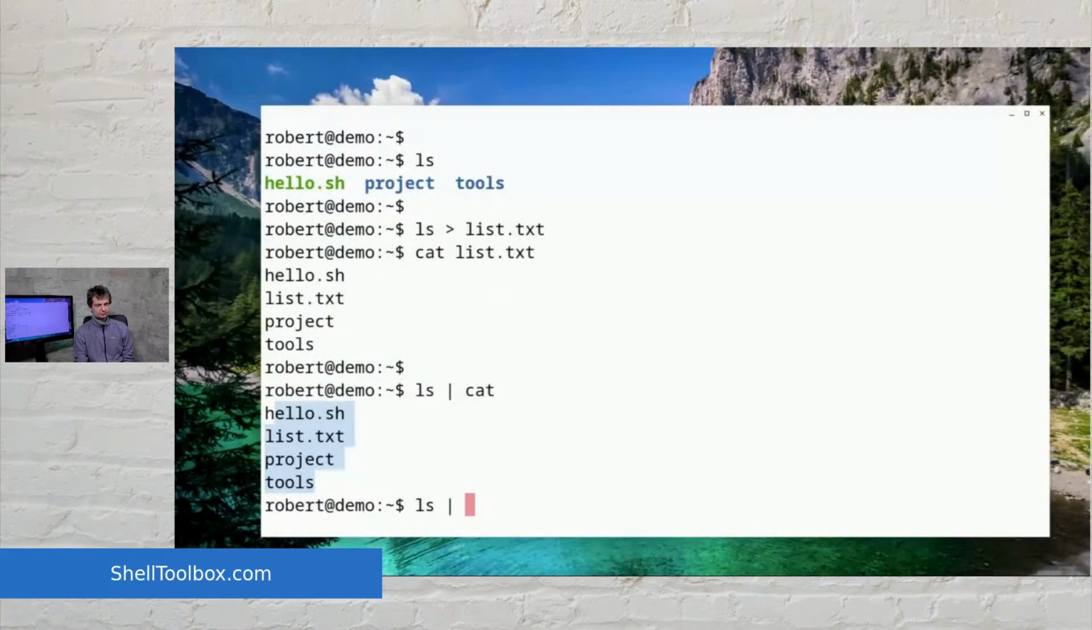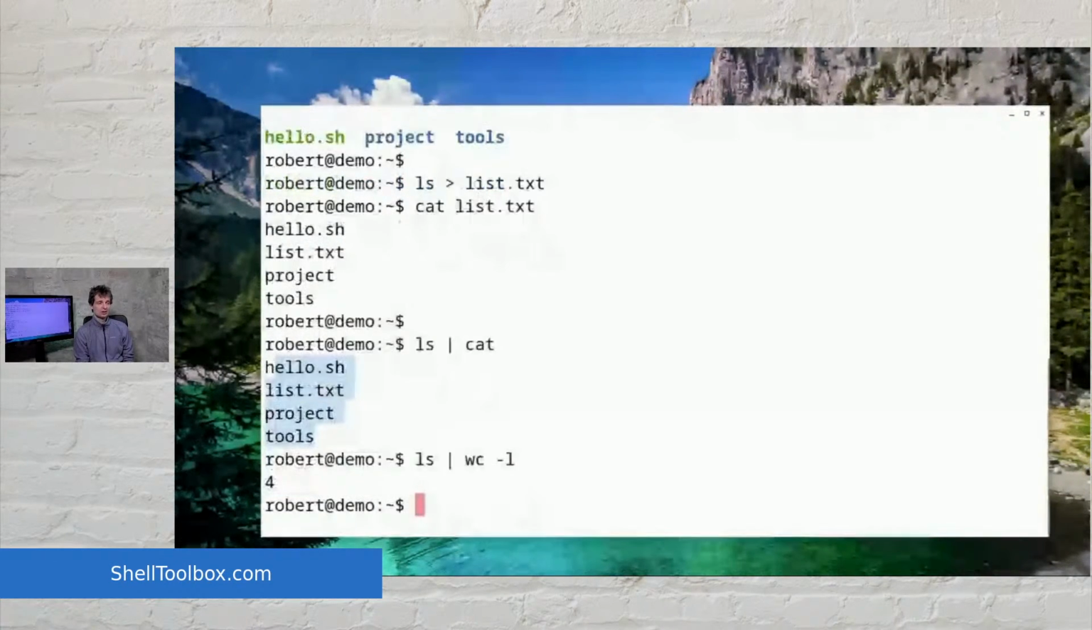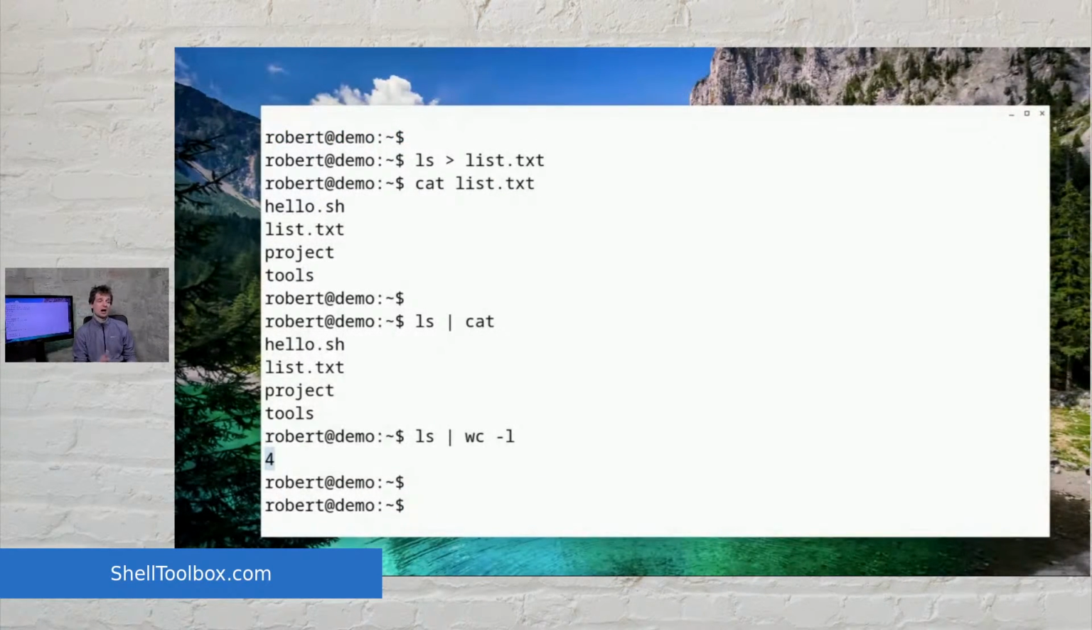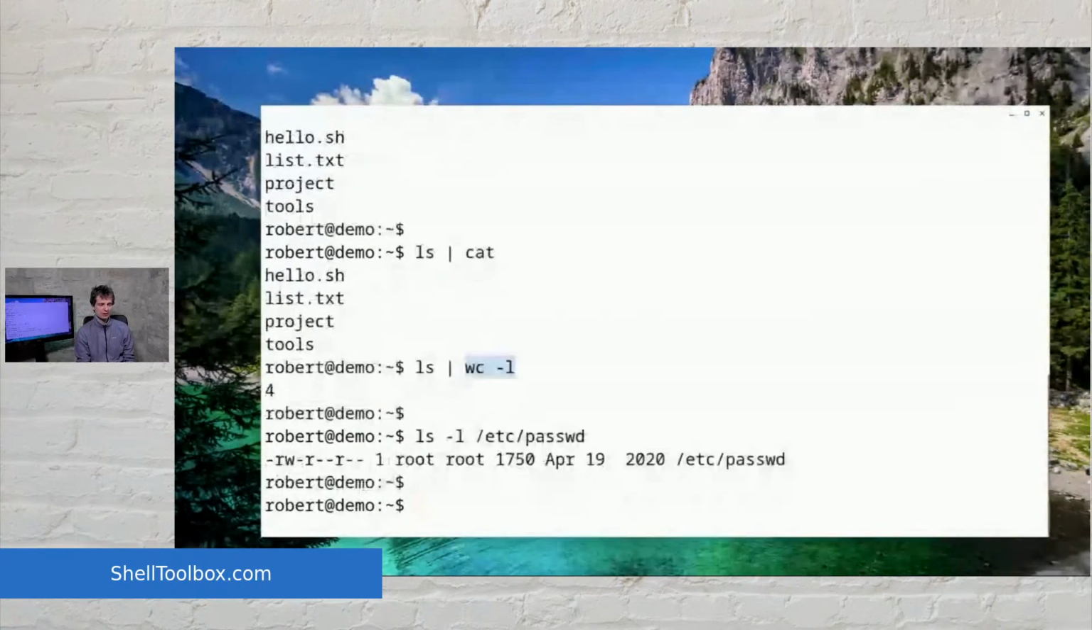So I can simply use the wc command here to count the lines within the output. So I have currently 4 files within the current directory. Files or directories. Okay, you can use wc for everything you want to count. Let's say I want to count how many users are defined within the current system, how many users are defined within this file /etc/passwd. How can I do this?